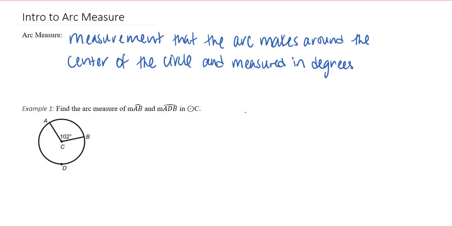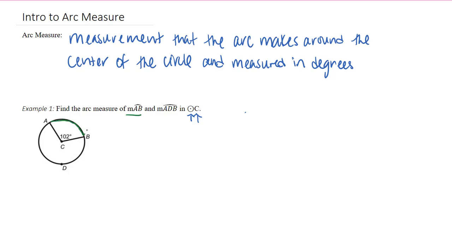Example 1. Find the arc measure of the arc of AB and the arc of ADB in the circle C. So we kind of just show that this is the circle with the center. That shows us C. So we do this circle with a dot in it that has the center, and then we do the letter that represents the center. So when we talk about arc measure of these arcs, we have two different ones, right? We have the measurement of the arc of AB.